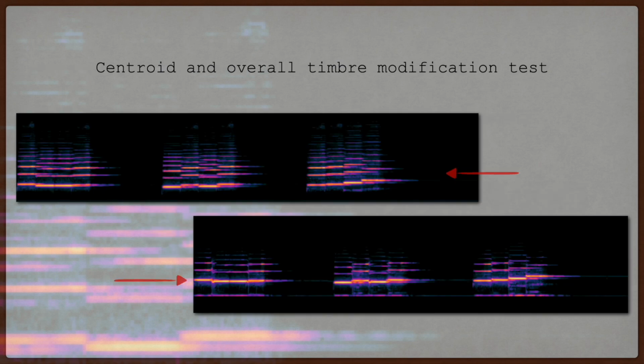if we try to modify the timbre, we can focus not only on the spectral centroid, but also on the overall shape of the spectrum. The red arrows indicate approximately the position of the centroid.